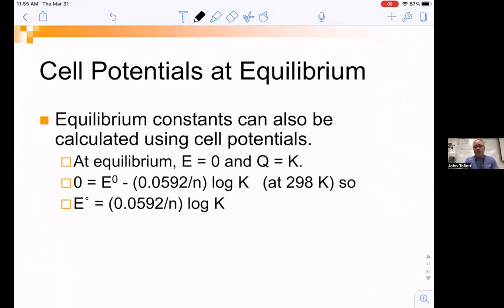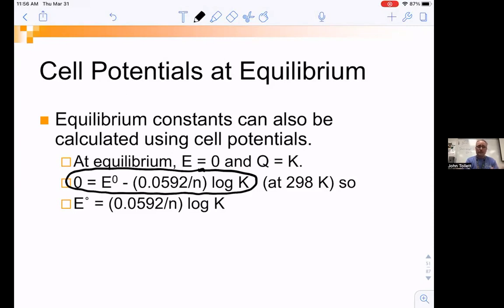Cell potentials at equilibrium. The cell potential at equilibrium is actually 0. So if I plugged into the simplified equation for the Nernst equation at 25 degrees C, I would plug in 0 for what my cell potential would be at equilibrium. That doesn't change your standard cell potential. It's just whatever it is you calculate from the chart. But you could go solve for what your K value is.